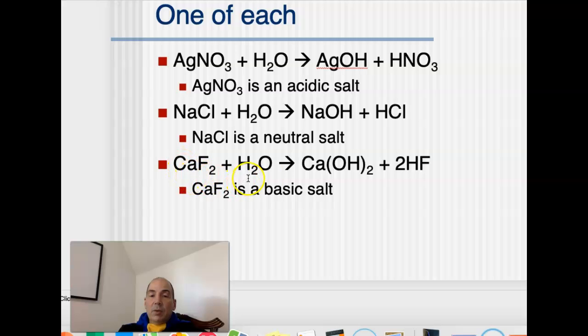Calcium fluoride plus water gives me calcium hydroxide, a strong base, and hydrofluoric acid, a weak acid. So now the base is stronger than the acid. This is a basic salt. So from that point of view, it's real easy to assess the salts part. But let's talk about trying to put a pH to these now.